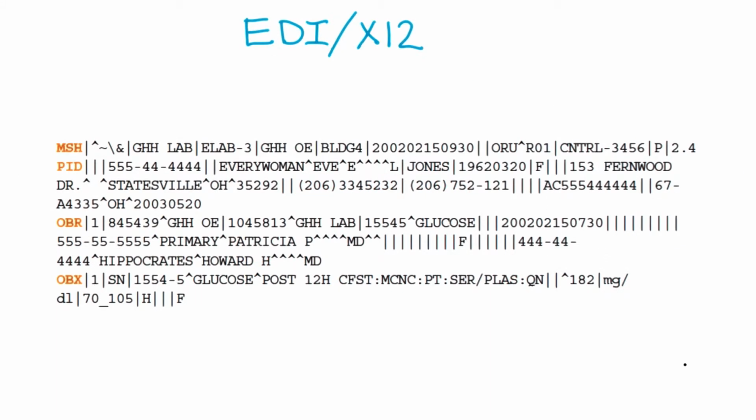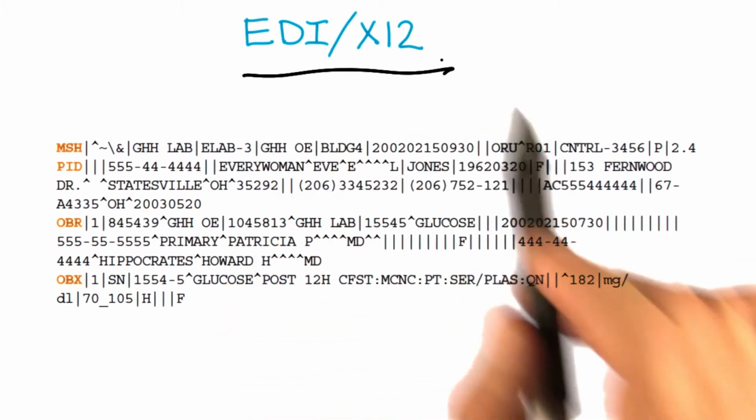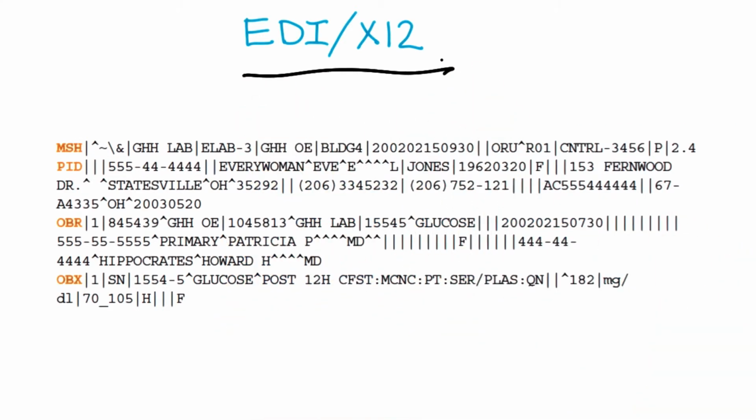Early messaging standards were created using EDI X12, a standard that evolved in other industries to automate business processes such as ordering, invoicing, and payment. EDI X12 was developed in the early days of computing when memory and storage were still dear, so it is quite cryptic and compact, as you can see here.